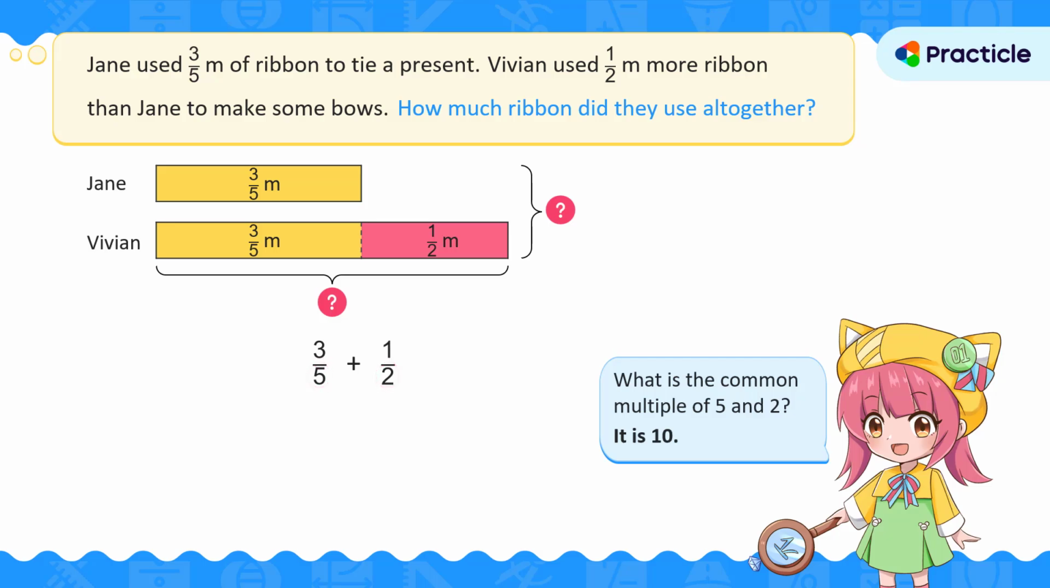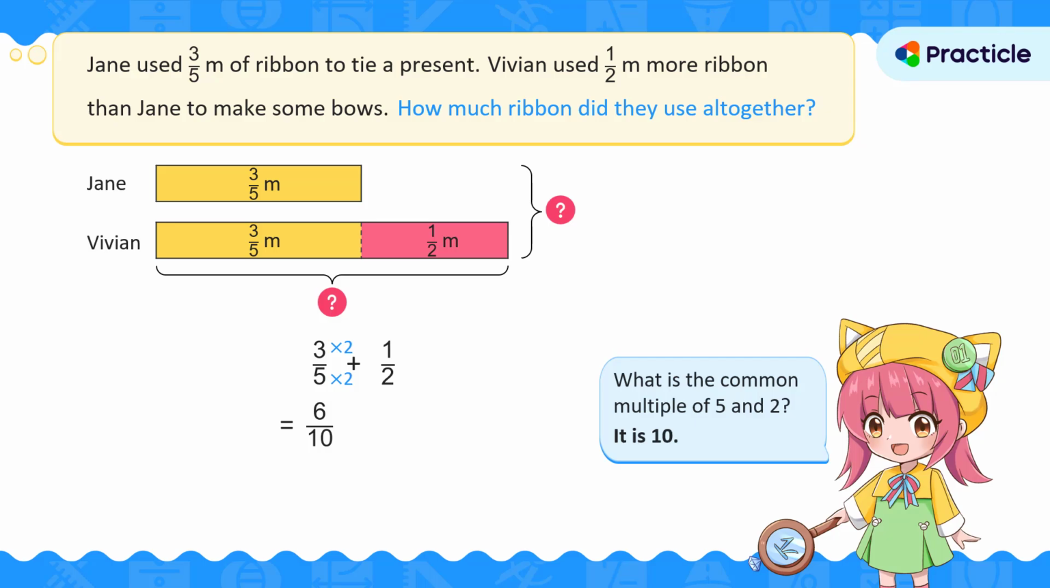Let's look at the fraction 3/5. To turn this 5 into 10, we can multiply 5 by 2. When we do that, we'll also need to make sure that we do the same to the numerator as well. 3 times 2 is 6. So 3/5 is the same as 6/10.